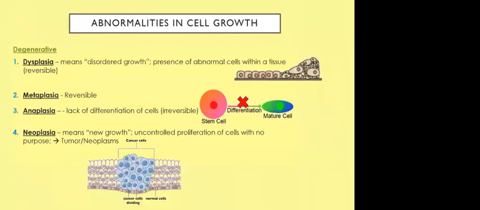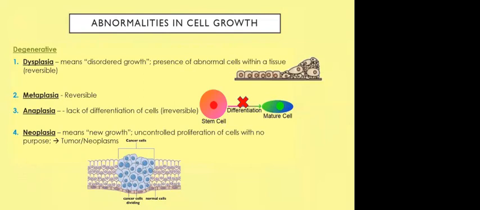The last type of abnormality is the degenerative type. There is a change due to aberrations of cellular growth patterns. There is a disturbance during the pattern of development. We have four under degenerative. The first one is dysplasia, which means disordered growth. There is presence of abnormal cells within a tissue.